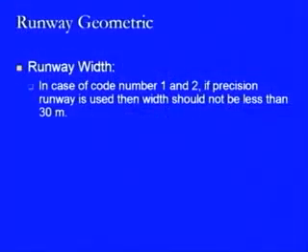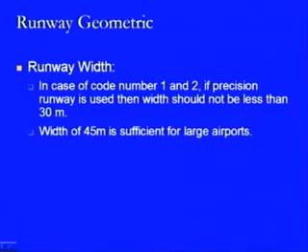Then further, in the case of code number 1 and 2, if a precision runway is used, then the width should not be less than 30 meters. That is, if we are trying to define the runway in terms of the instrumentation condition, then the minimum width of the runway has to be 30 meters. In the case of large airports, a width of 45 meters is found to be sufficient.